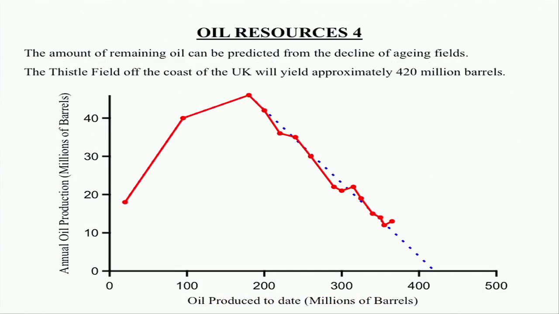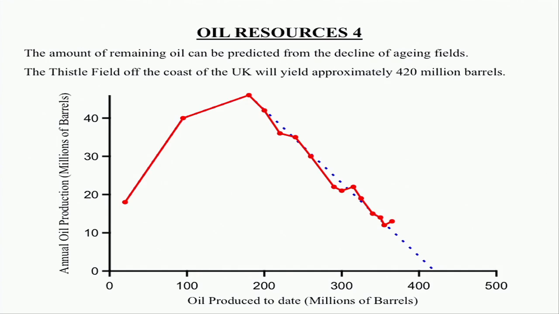One of the things they did, for example, is they looked at all the various wells, and they plotted the annual oil production, so the vertical axis here is in millions of barrels, versus the oil produced to date, again in millions of barrels. Pretty much all wells, if you do this for any well, produce a curve that looks like that. Initially, of course, the annual production increases rapidly and then peaks, and then as the reserve runs out, the curve tends to decrease like that.